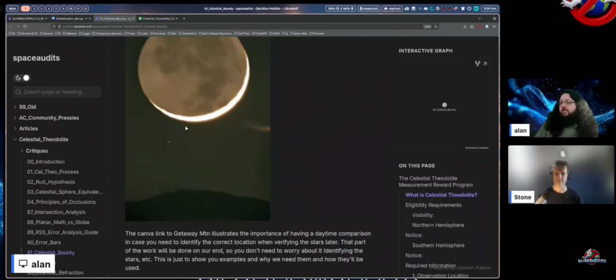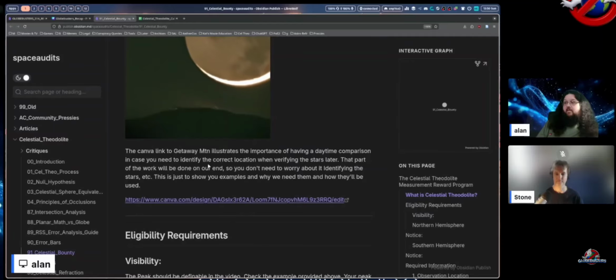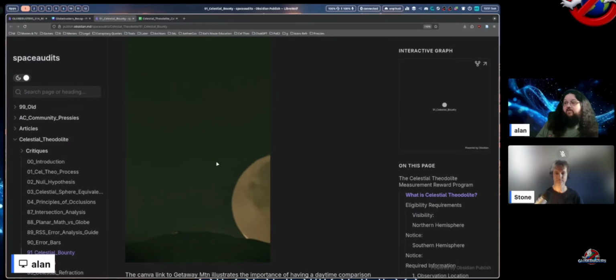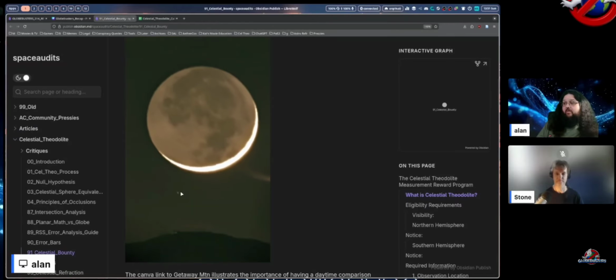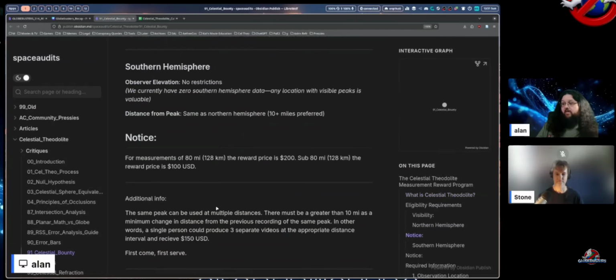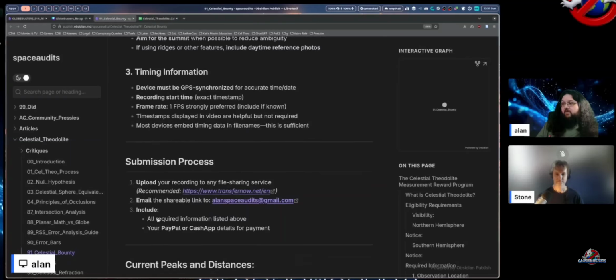So anyway, to participate in that, all the information is shown here. And this is an example recording. So if you can record at about this quality with your device, if you can differentiate the star from the peak there, you're good to go. And then my contact information is down here.